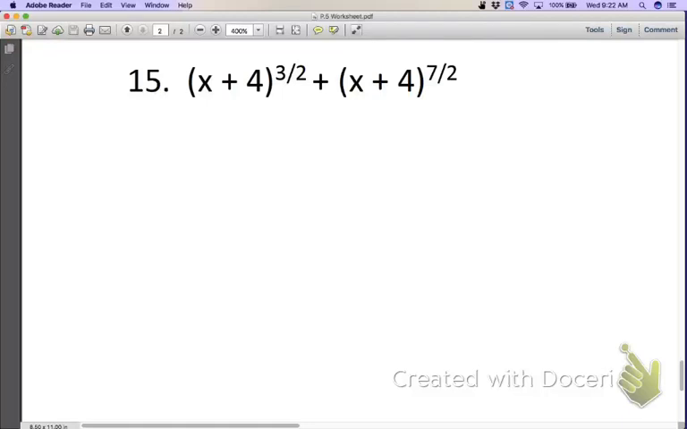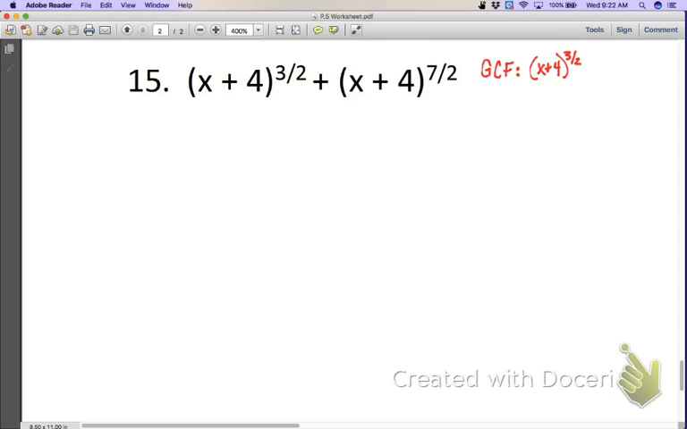All right, so which one's the lowest power? 3 halves or 7 halves? 3 halves. So then my GCF is just going to be the x plus 4 to the 3 halves power.